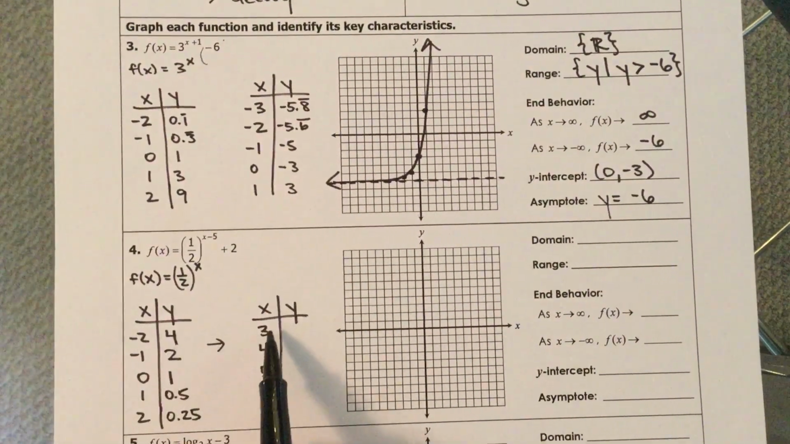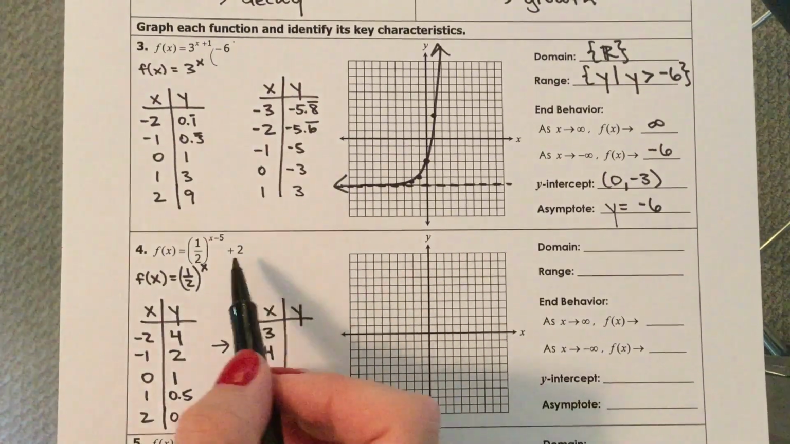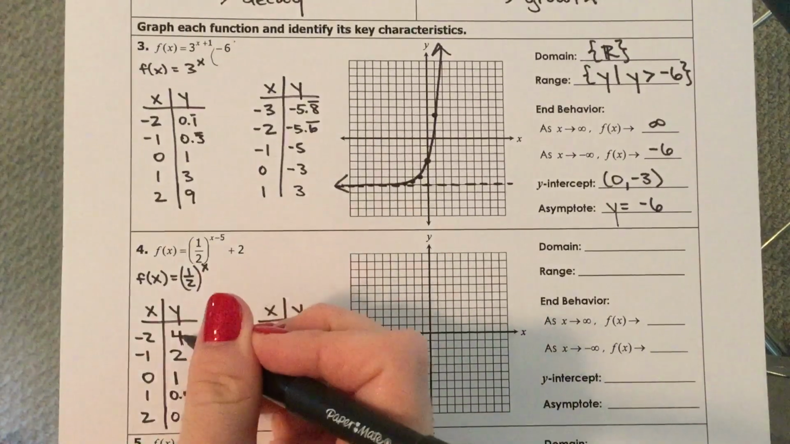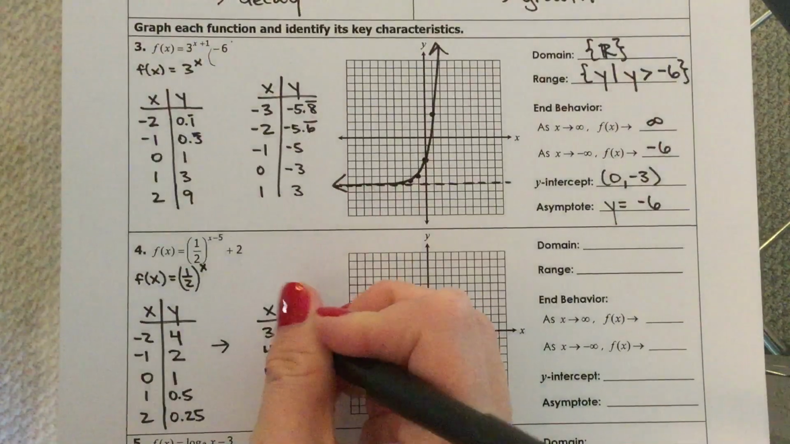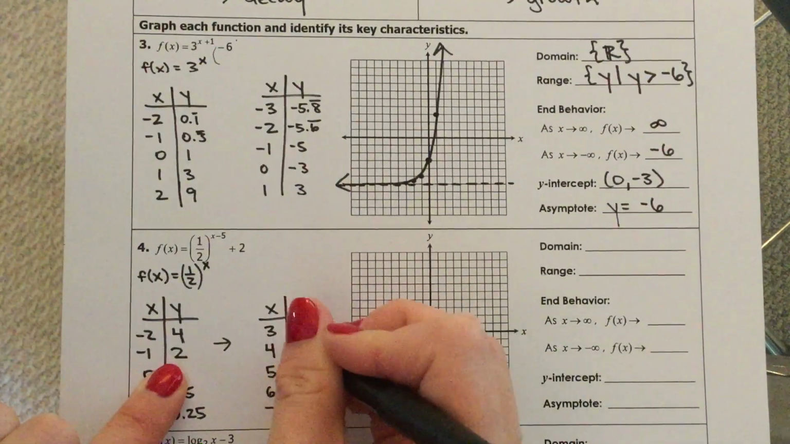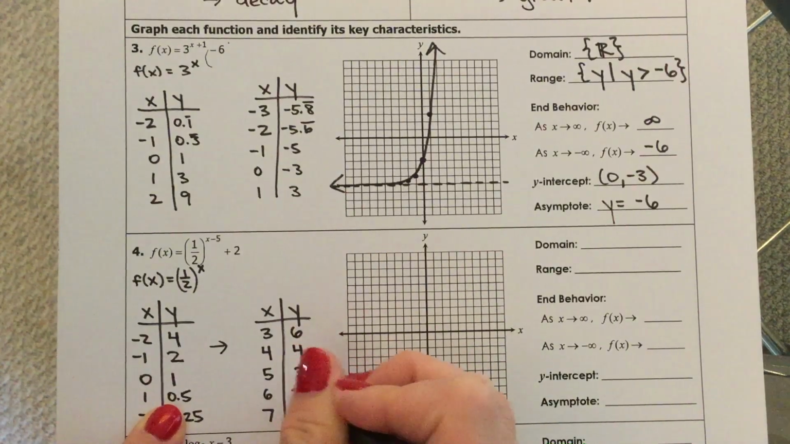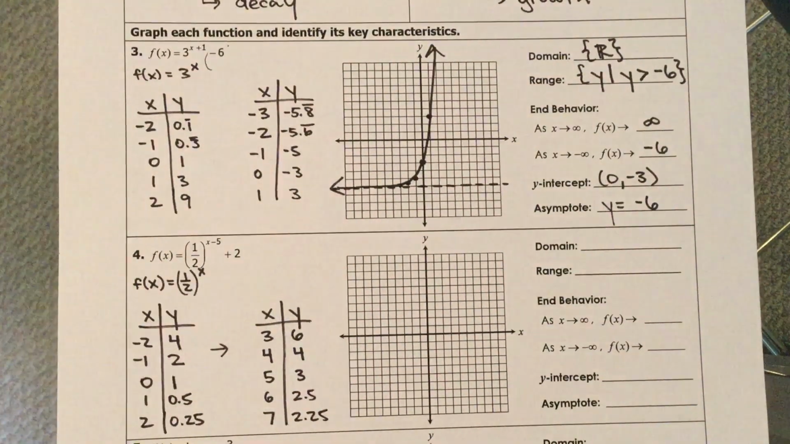And notice if you figure out the first one, they just go up by 1 each time with this exponential pattern. This +2 on the end means my whole graph is going to go up 2 units. So I can take all of these y values, and moving them up by 2 means adding 2 to each of these numbers. So 2 + 2, 1 + 2, 0.5 + 2, and 0.25 + 2.